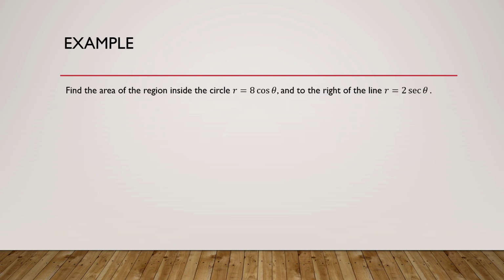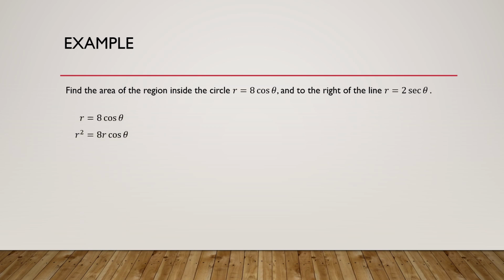For example, find the area of the region inside the circle r equals 8 cosine theta and to the right of the line r equals 2 secant theta. We start this by graphing both polar coordinates. Start with r equals 8 cosine theta.